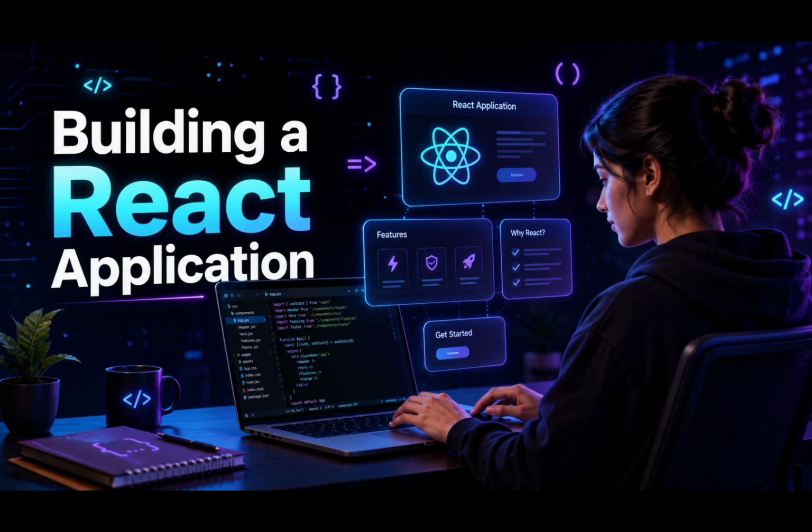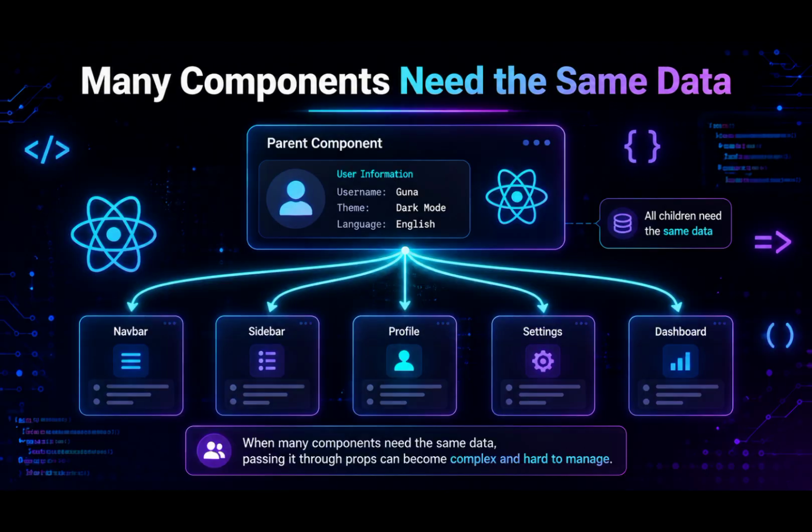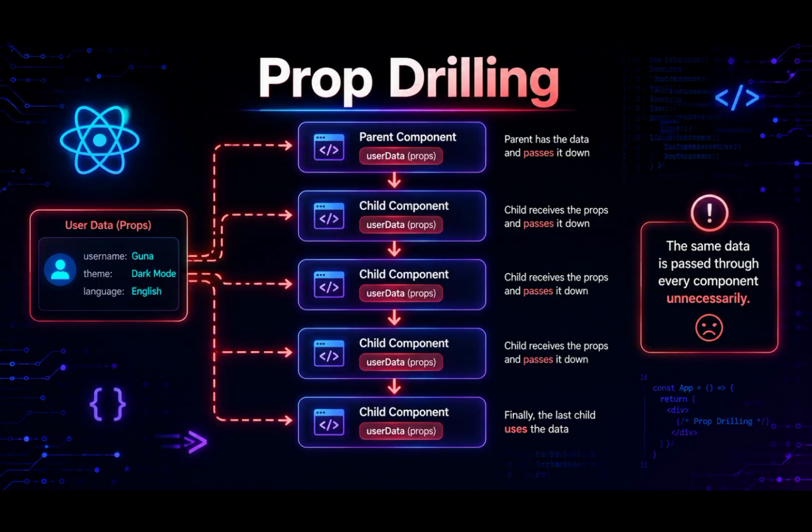If you are building a React application, you have user information like username, theme, or language. Many components need the same data. Passing it through every component becomes difficult. That's called prop drilling. To solve the problem, React provides useContext.